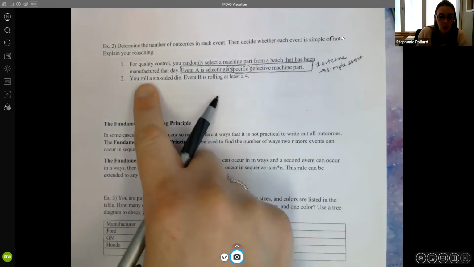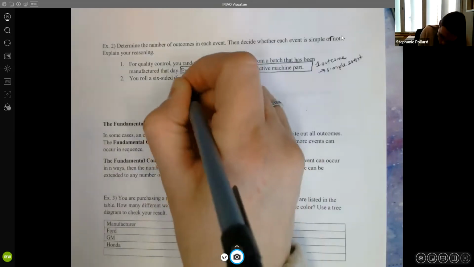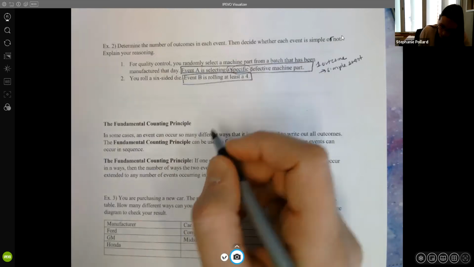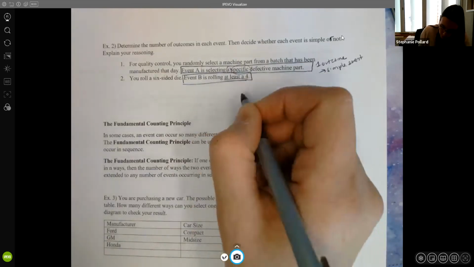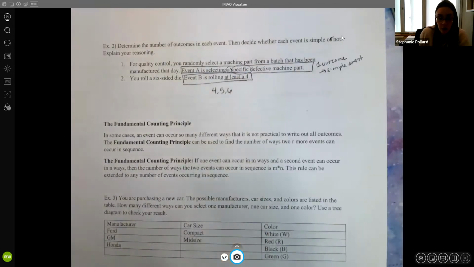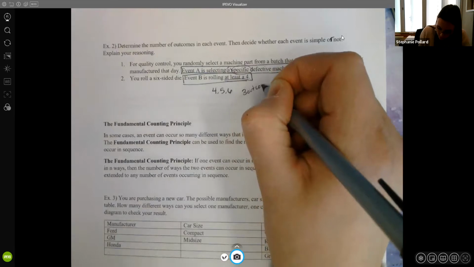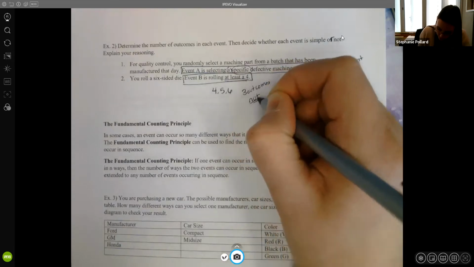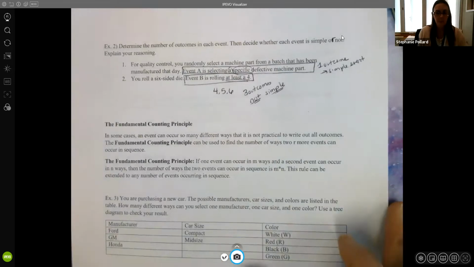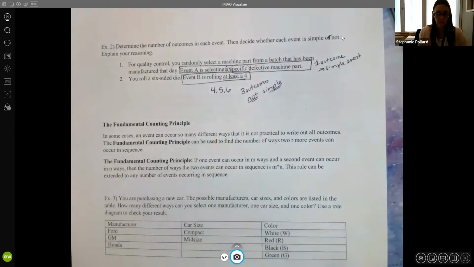For the next example, you roll again a 6-sided die, so your standard die, and the event is rolling at least a 4. Well, think about this. If we're rolling at least a 4, you could get a 4, a 5, or a 6. All 3 of those would satisfy event B. So because you have 3 outcomes, this is not simple. Okay, so one outcome, simple. More than one outcome, not simple.